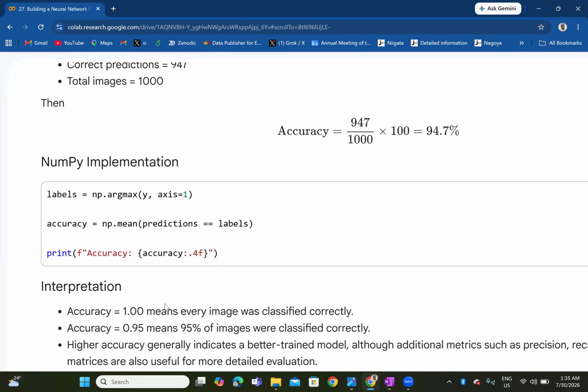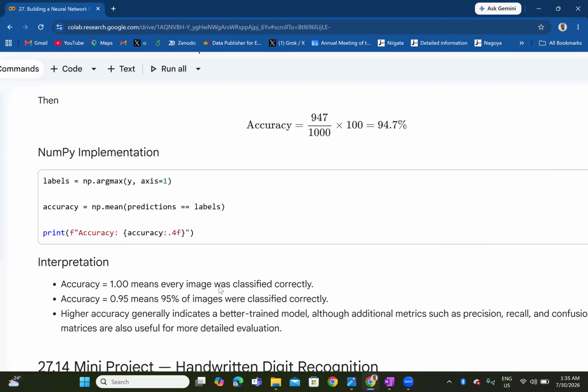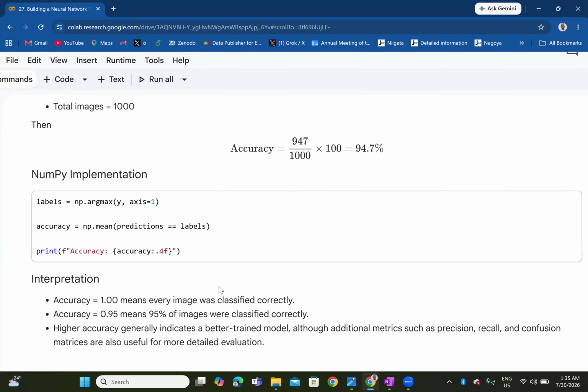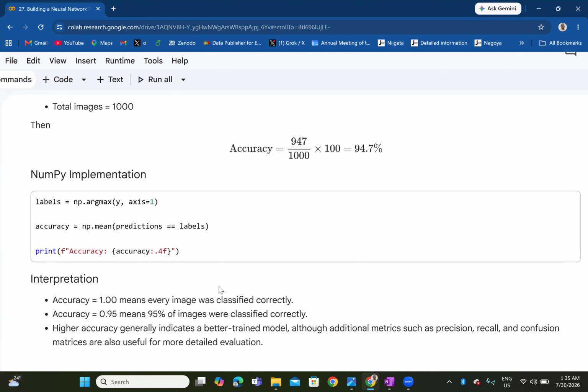And then you have the NumPy implementation also. So you have the labels, np.argmax with axis 1. Accuracy is the average of prediction equals labels, and then the accuracy is printed. The interpretation of this is simple: accuracy equals 1 means every image was classified correctly. Accuracy 0.95 means 95% of images are classified correctly. Higher accuracy generally indicates a better trained model, although additional metrics such as precision, recall, and confusion matrices are also useful for more detailed evaluation.